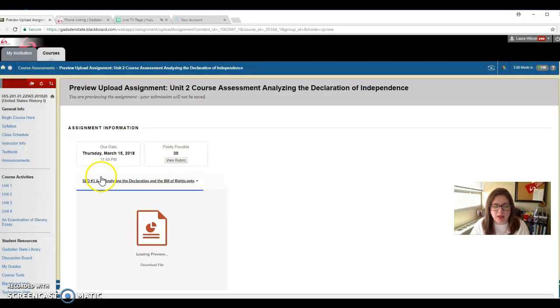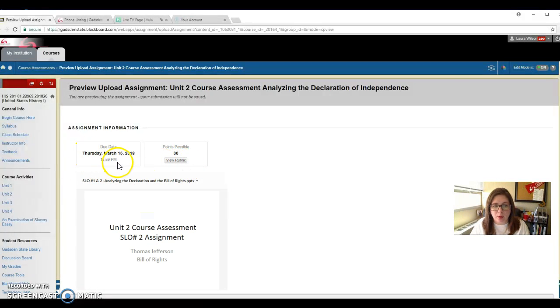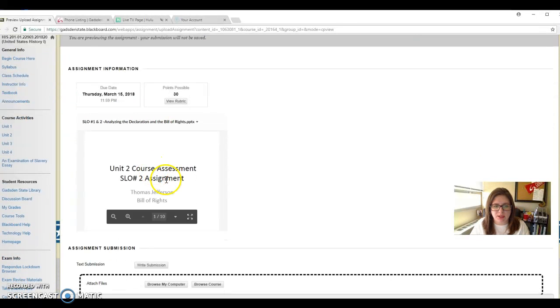Same rubric, exact same instruction, PowerPoint. They're both due Thursday, March 15th. It's 60 points total, so 30 for each essay.